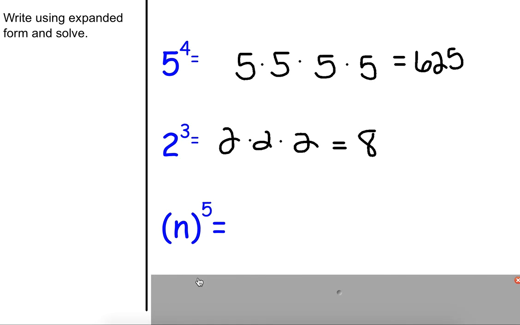This last one's a little tricky. How would we write it out? Well, n times n times n times n times n. Can I solve this one? The answer is no, because we don't know what n is.